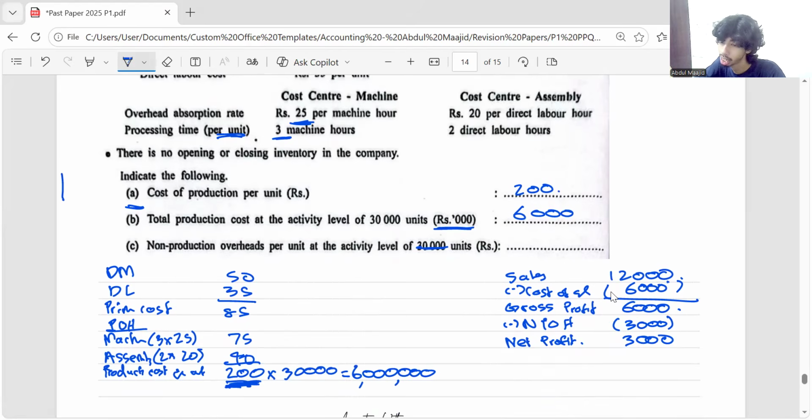What are they asking? Non-production overhead per unit at the activity level of 30,000. So non-production overhead is 3 million. You divide it by 30,000 units, you will get your non-production overhead per unit as rupees 100.